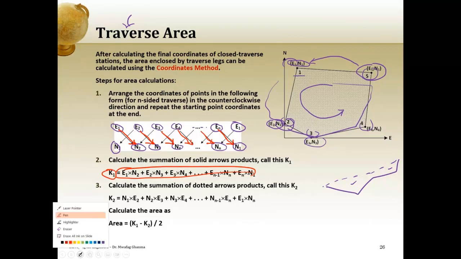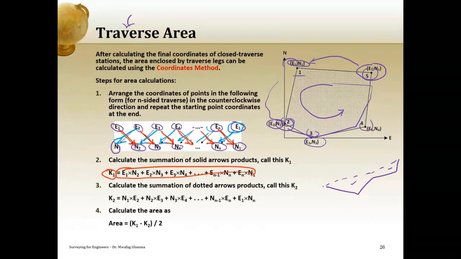And then we'll go for K2. K2 is E2 multiplied by N1, E3 by N2, E4 by N3. And we continue to the ending point with N minus 1, and then the first point by the last point. And this is K2. What is the area? The area is K1 minus K2. K1 minus K2 will give you double the area. So we take the difference and we divide it by 2. And this is the area.